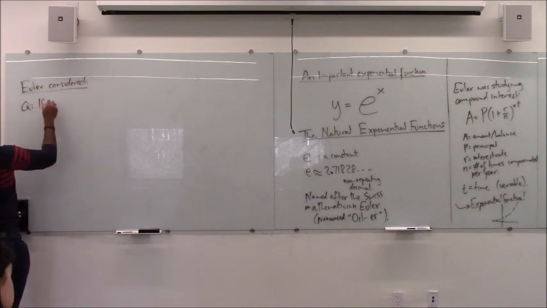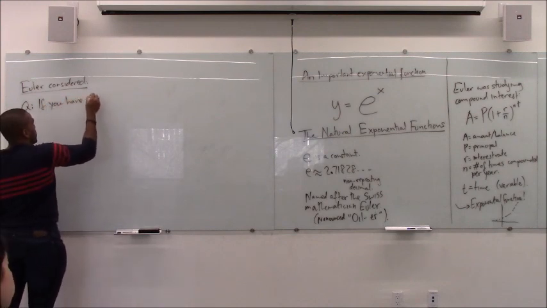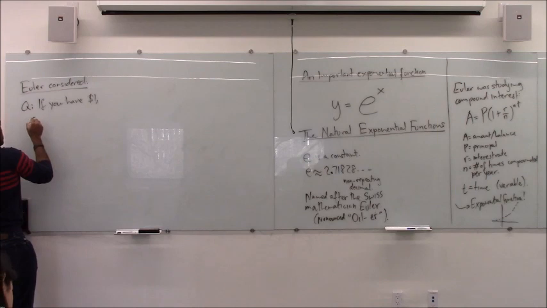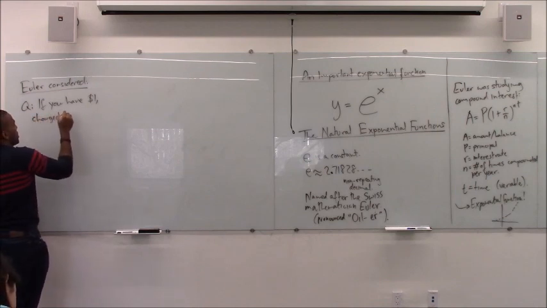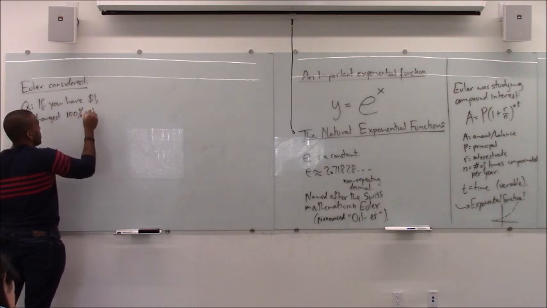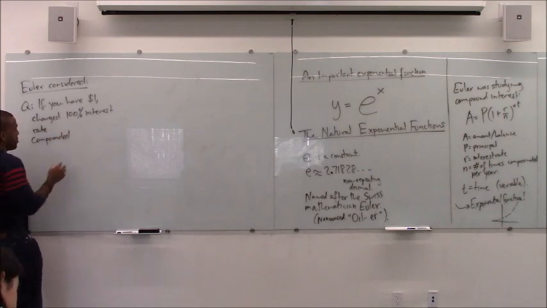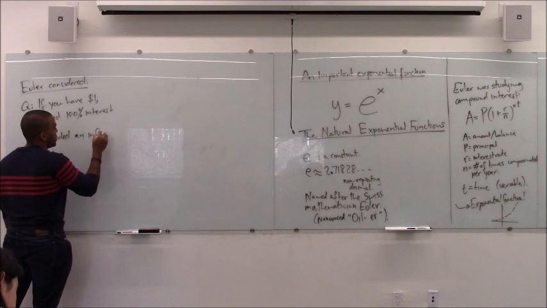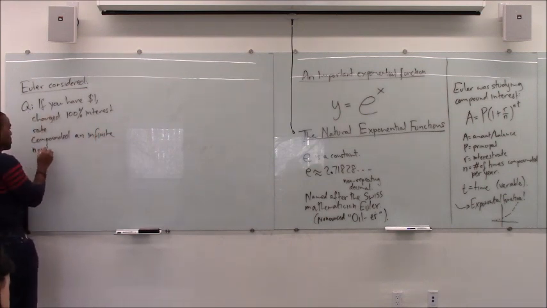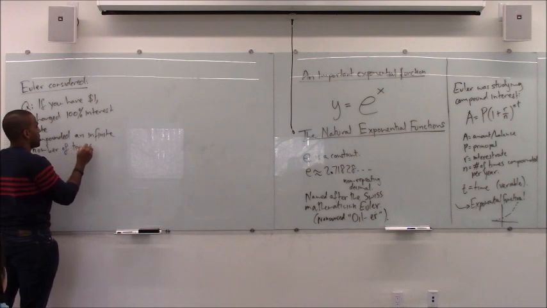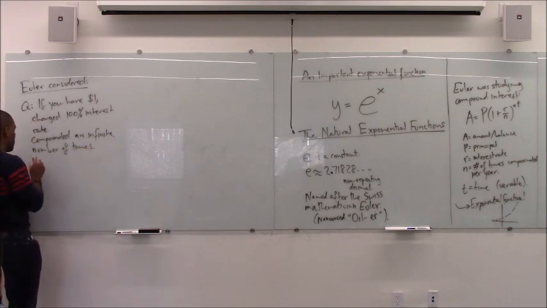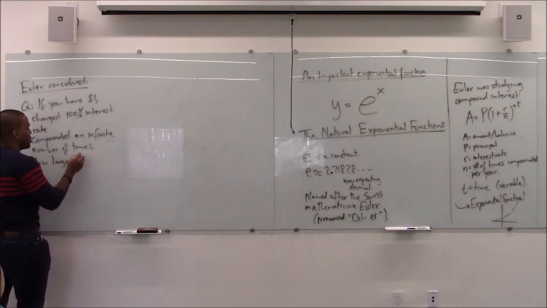This question: if you have $1 and you're charged a 100% interest rate, which is really huge, and compounded not every day or every hour, but an infinite number of times. How large would the balance be?